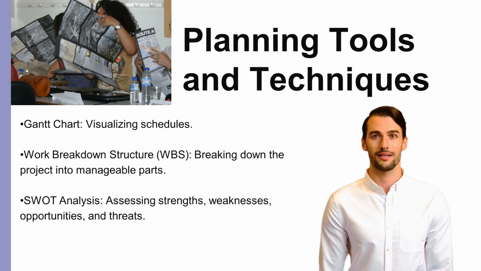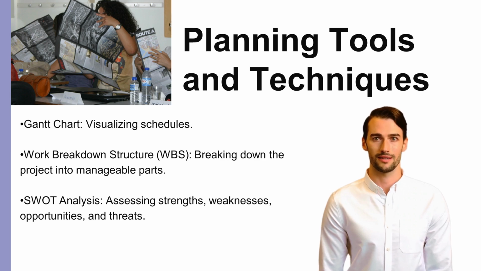Planning tools and techniques are key for project management, aiding in task organization, scheduling, and coordination to ensure project success. Common tools include Work Breakdown Structure, WBS, hierarchical breakdown of project scope into manageable work packages. Gantt chart, visual representation of tasks, durations, dependencies, and milestones in a timeline format for scheduling and tracking progress.